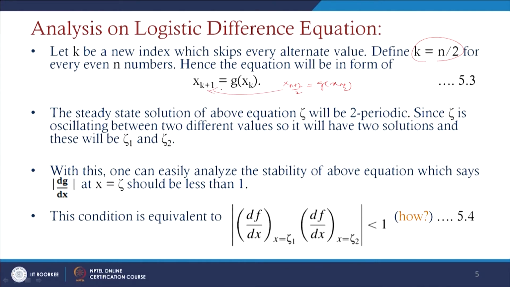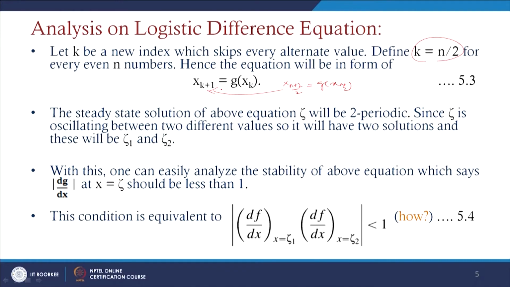The steady state solution of the above equation, zeta, will be 2 periodic, since the oscillation starts and ends at the same point after 2 periods. That is why we say the solution zeta will be 2 periodic. Since zeta is oscillating between two different values, it will have two significant solutions, zeta 1 and zeta 2.